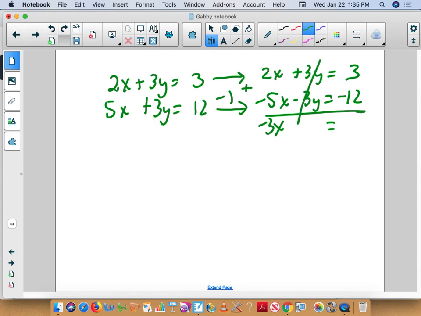These cancel, and I get -9. Divide by -3. So in this case, x is what? Negative over negative, positive. How are you going to find y? You plug it in. Plug it into one of these and solve for y.